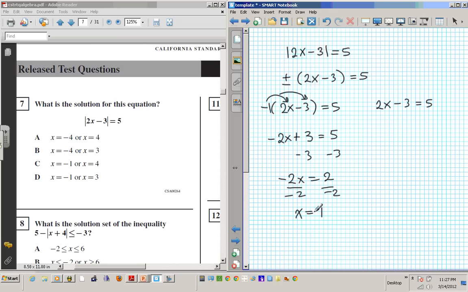Naturally, it's x equals negative 1 because this is positive. Positive over negative is negative. Okay, if the signs are different when dividing, you have a negative. If the signs are the same, you have a positive.